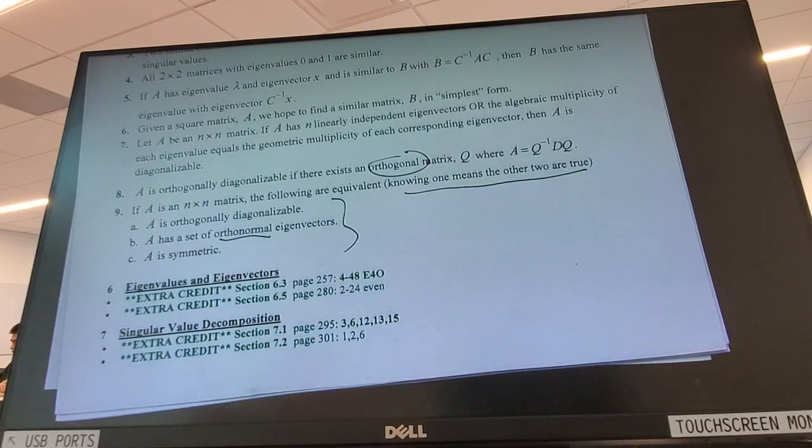Isn't an orthogonal matrix, doesn't it have orthonormal columns? Do it again, sorry? Doesn't an orthogonal matrix have orthonormal columns? No, it could just have orthogonal columns. Huh. I thought that was weird, but I thought in the homework it was saying that orthogonal matrices had orthonormal columns. No. Here, real quick, let's see.